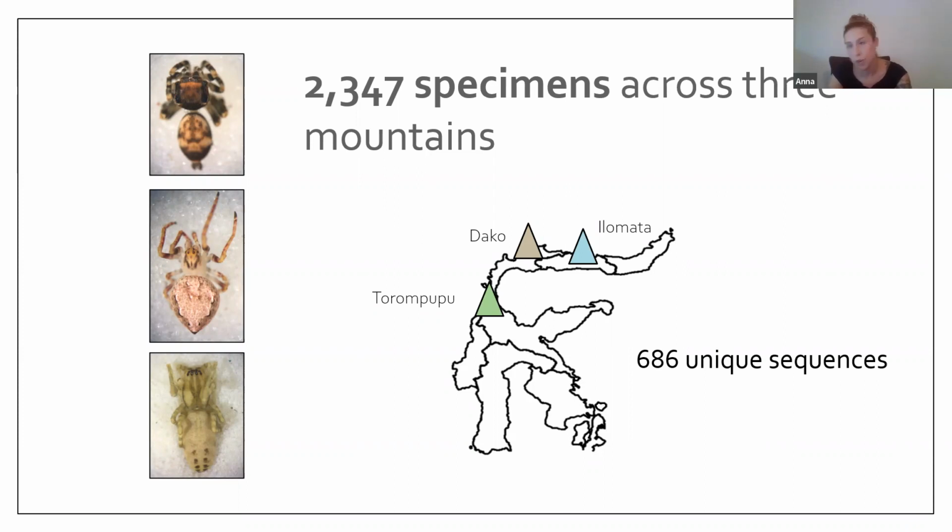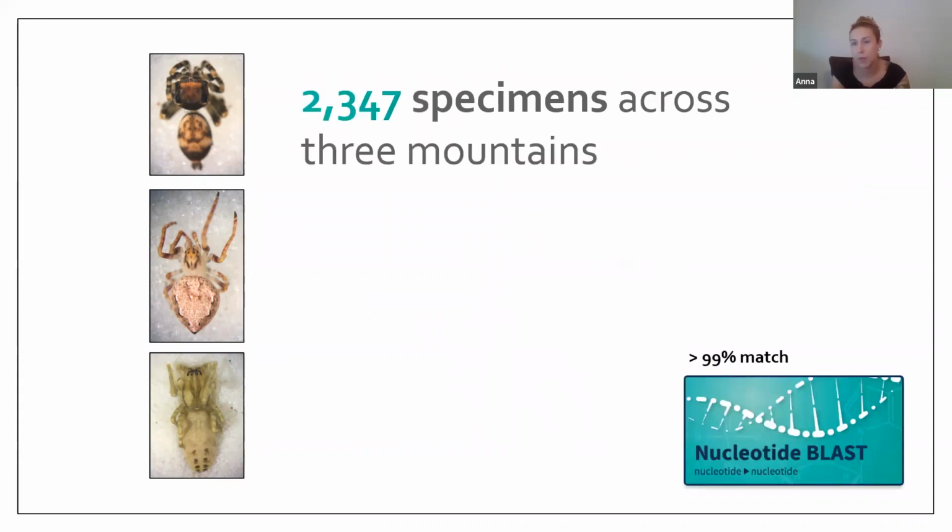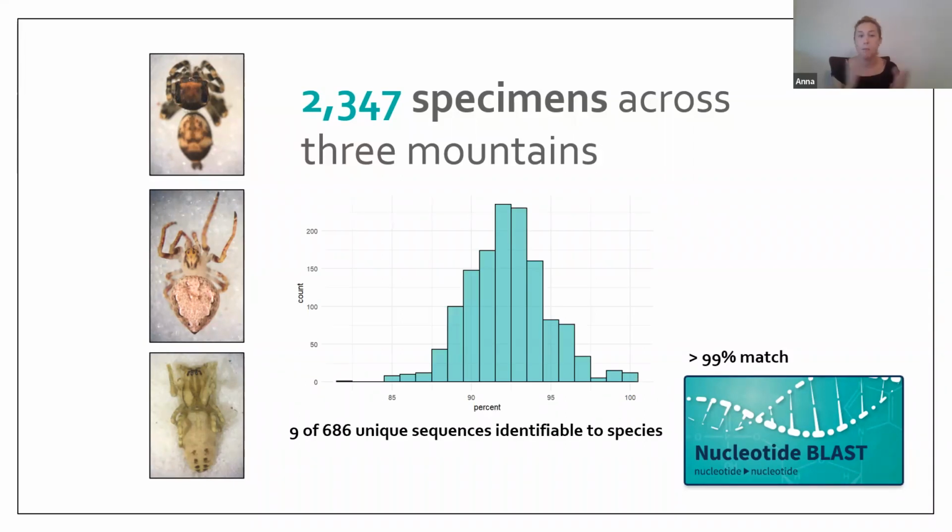We sequenced 2,347 specimens across these 3 mountains, and that generated 686 unique sequences that we can think of as these CO1 barcodes. Now, as I said, there's very little available in terms of Sulawesi CO1 sequences or any genetic data for most of Indonesia, but we performed blasts to see how much we can figure out about these spiders solely from the genetic data. Usually for a species level match, you would do something like above 99%, and for a genus, 97%. What we find is that most Sulawesi diversity that we collected is around a 92 to 93% match, which honestly wasn't even allowing us to get to family level.